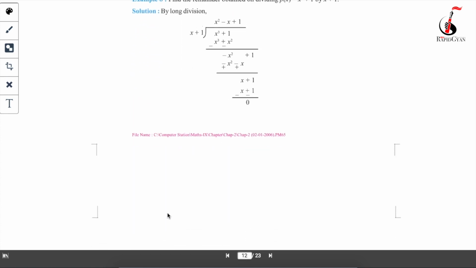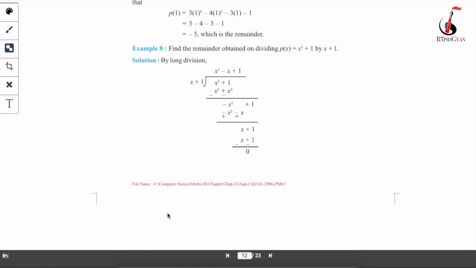Now they are asking to do this also: find the remainder obtained on dividing x cube plus 1 by x plus 1. So we will have to do one more division where px is given as x cube plus 1 and this is x plus 1.